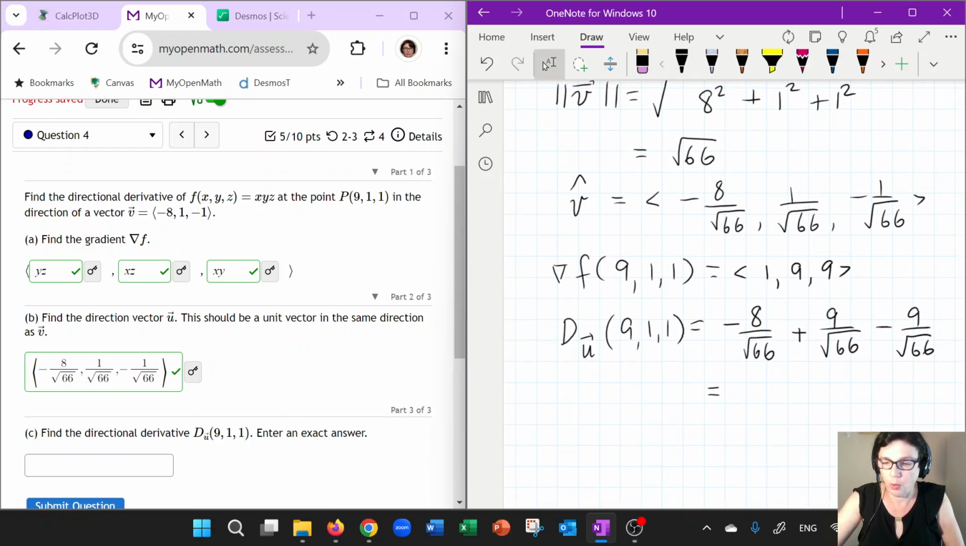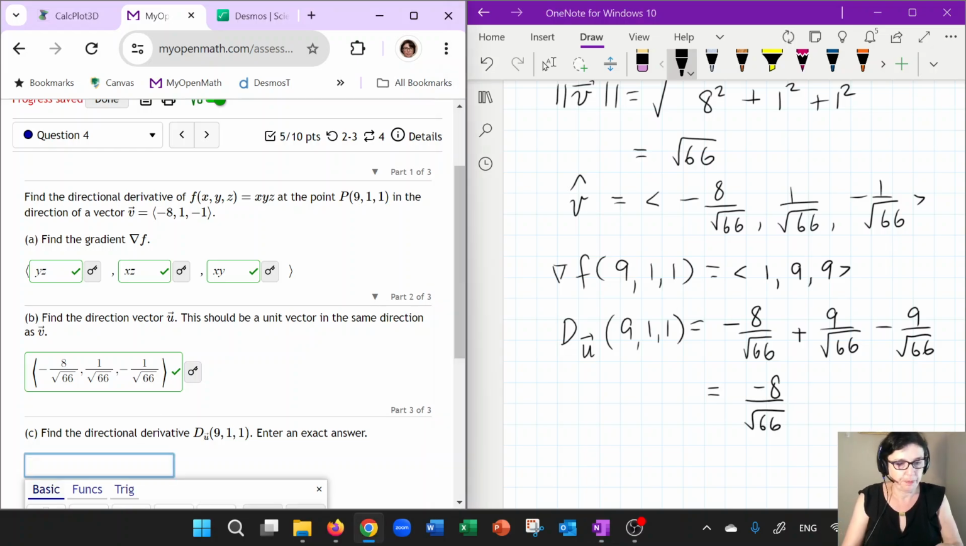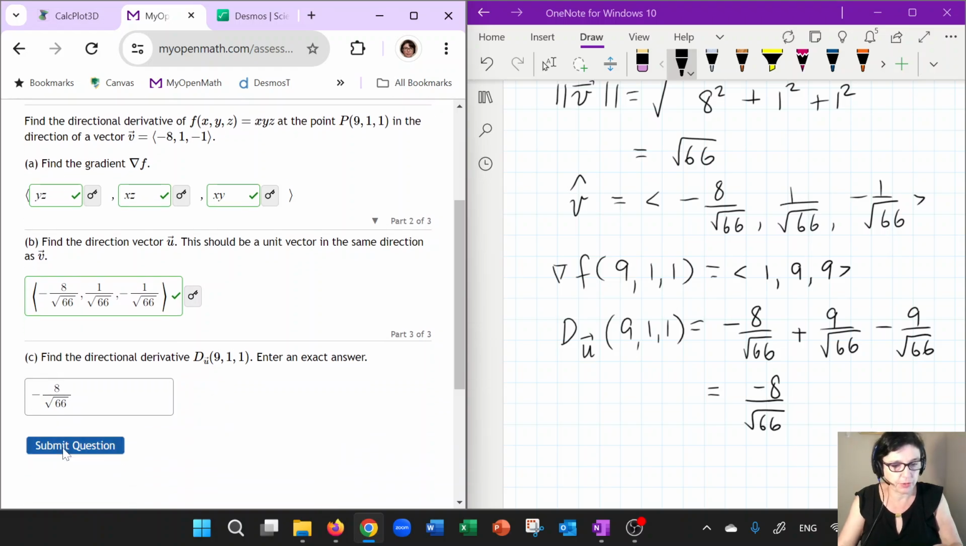Now, because all of them have the same denominator, square root of 66, we should really simplify this. So -8 plus 9 is 1, minus 9, that's -8. So it looks like the directional derivative in this case is negative, which could happen. Directional derivative could be any number.